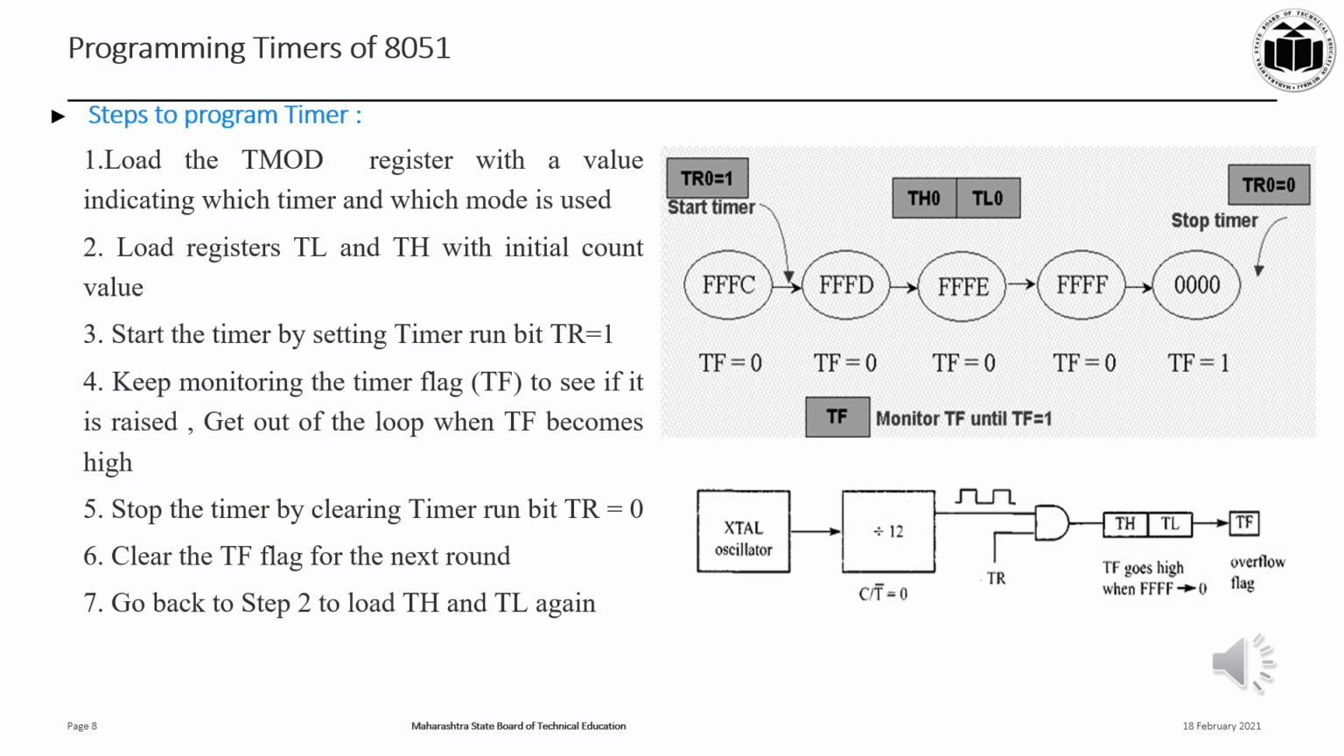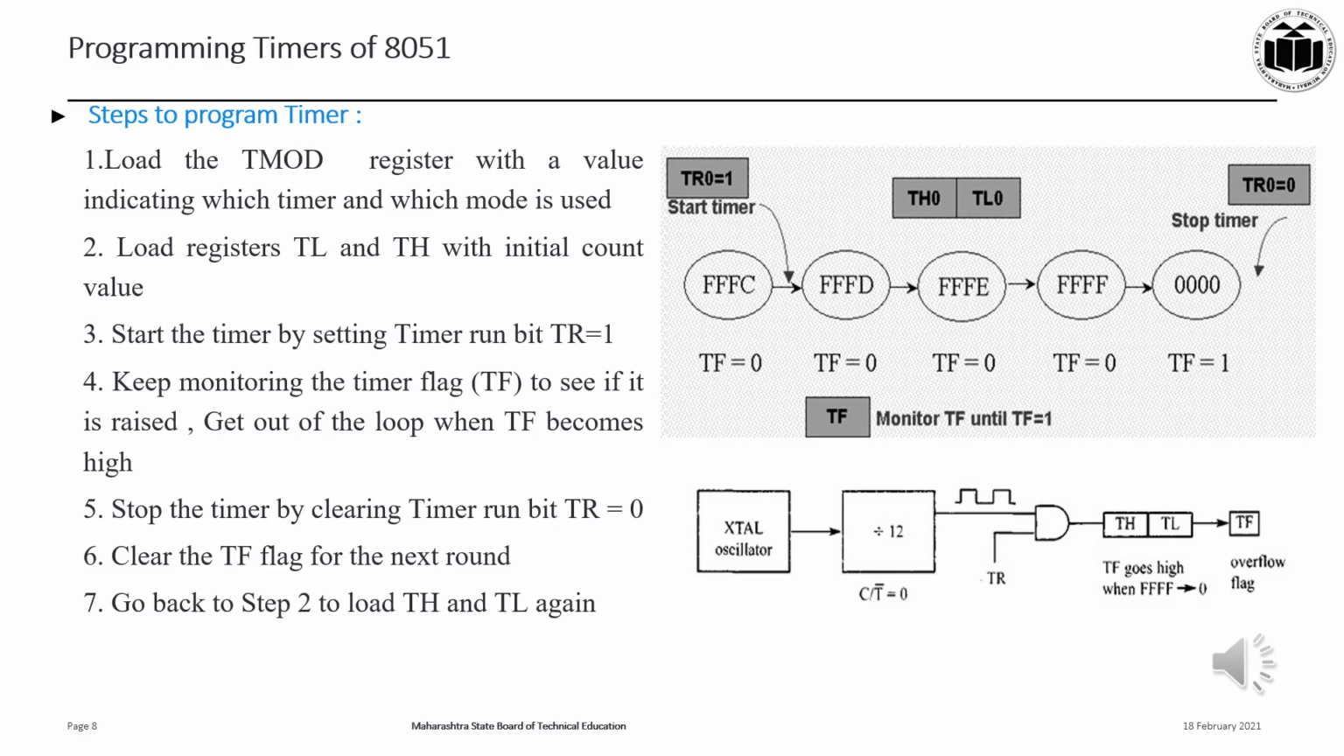Next step is to monitor the timer overflow flag to see if it is raised. As can be seen in the diagram, as soon as the timer has started, the count value of the timer starts incrementing from its initial value FFFCH to FFFFH. As long as the value of the timer has not become 0, the timer overflow flag is 0. On the next increment, when the count value rolls over from all ones to all zeros, overflow occurs and the timer overflow flag is set to 1.